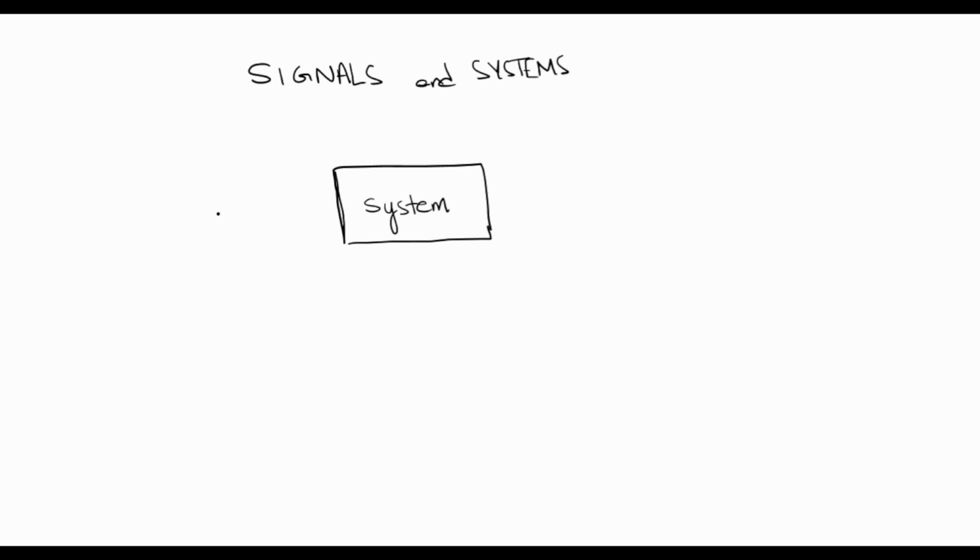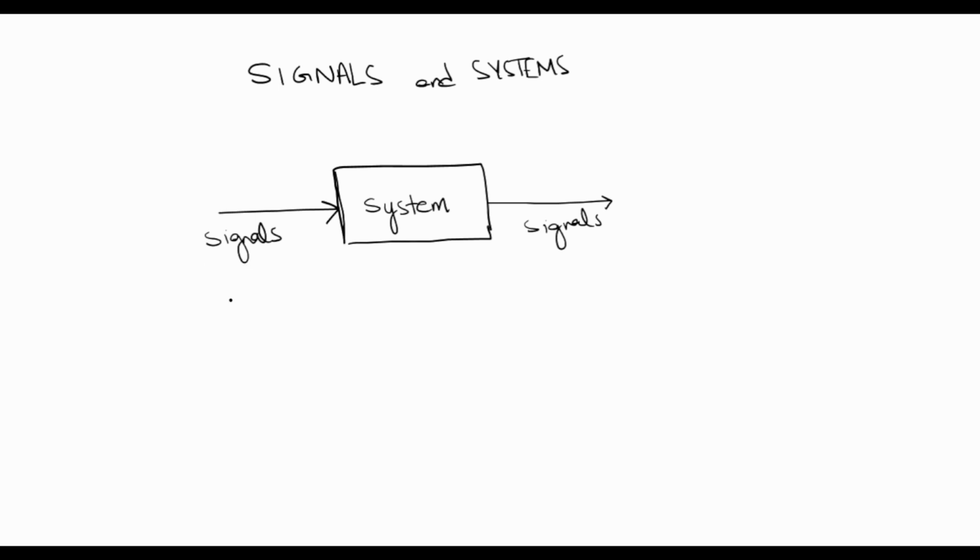A system takes one or more inputs, which are called signals. It acts on these signals and produces one or more output signals, which are in some way more desirable than the input signal.